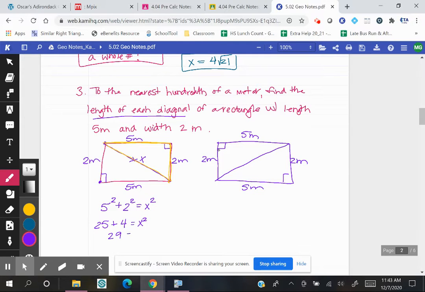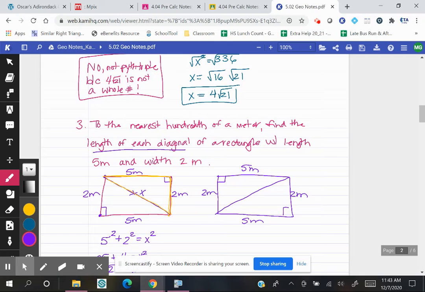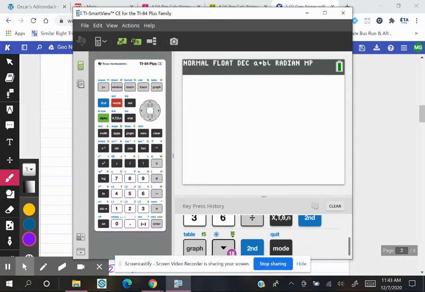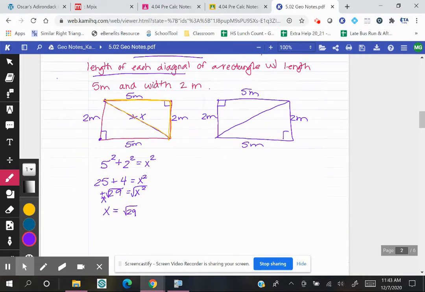That gives us 29. Take the square root of both sides. Anytime I take the square root, don't forget your plus or minus. But we're going to reject the negative because it's the length of a segment. And this one said, though, not an exact value, but to the nearest hundredth. So you go to your calculator and just type in the square root of 29. Write out your entire decimal.